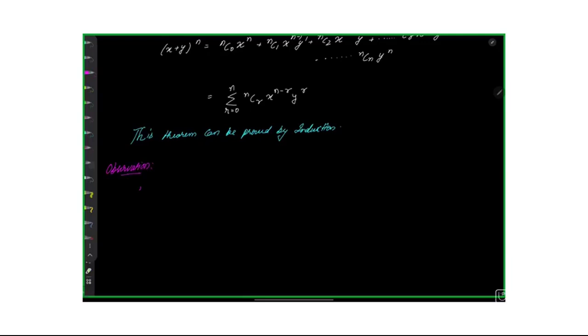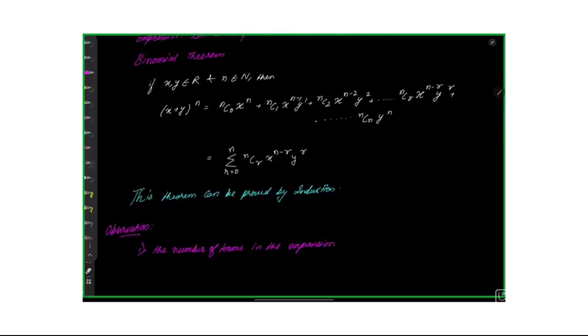First point, the number of terms in the expansion. In the expansion. Can all of you guys guess? Please pause the video and try to guess how many number of terms are there in this equation, right? So if we count 0, 1, 2, dot, all the way to n. So from 1 to n, there are n terms, right? But we have to also consider this first term, nC0. So there are in total n plus 1 terms, right?